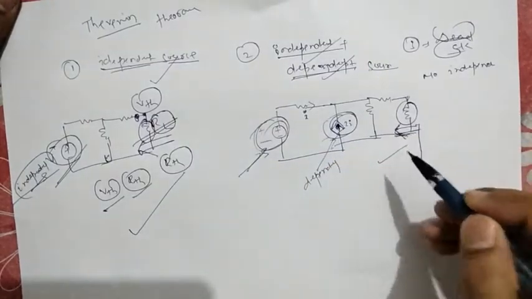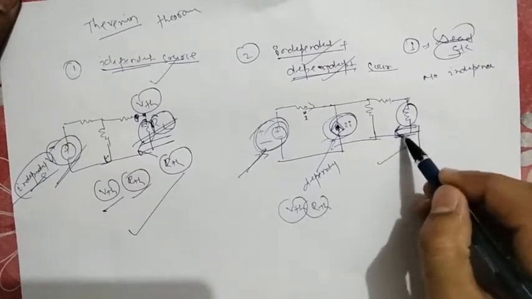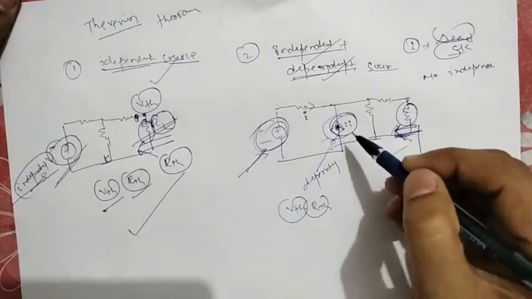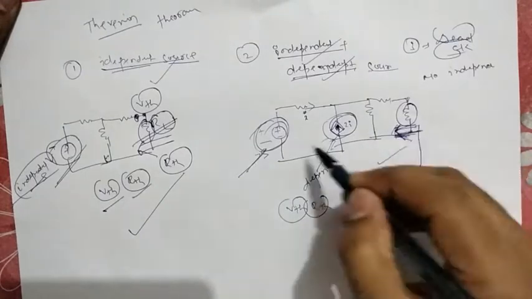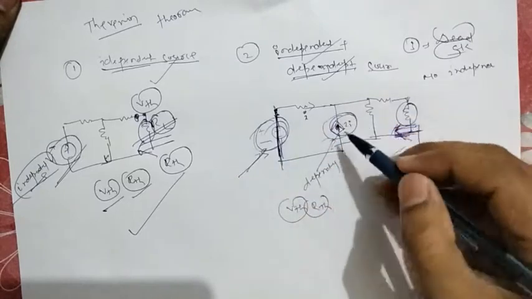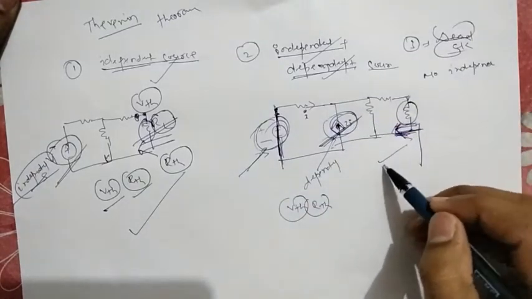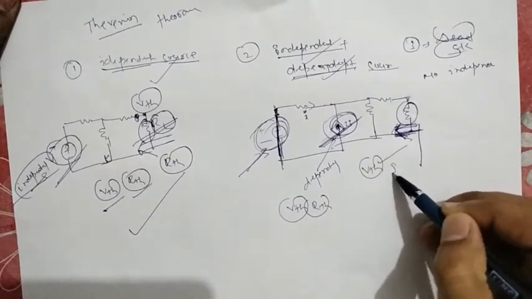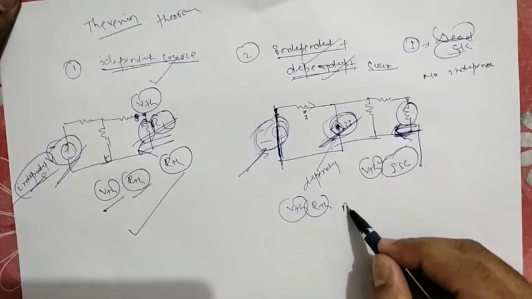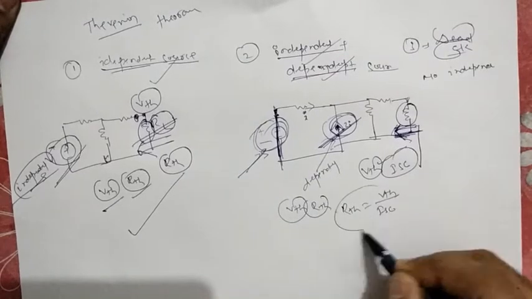How do we calculate the VThevenin and RThevenin? Here we cannot calculate the RThevenin directly because we cannot short circuit the voltage source, as then we cannot open the current source. So here we calculate VThevenin and ISC, and RThevenin is calculated by VThevenin by ISC.